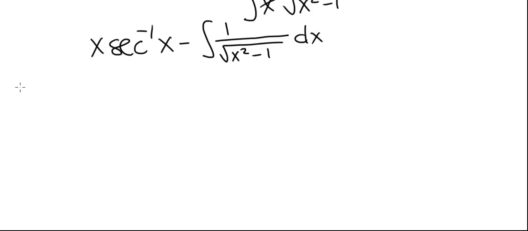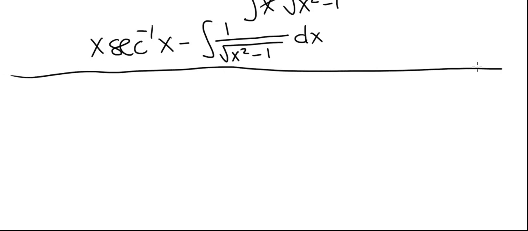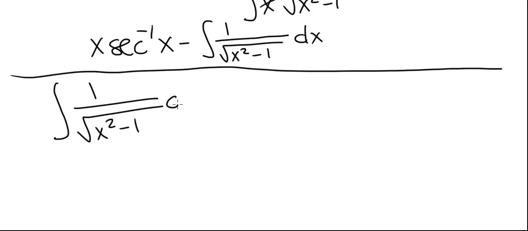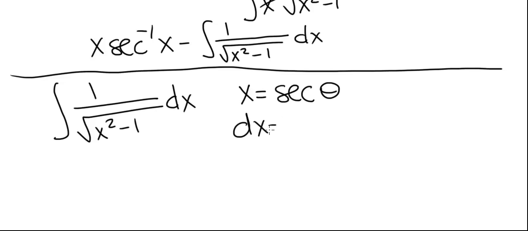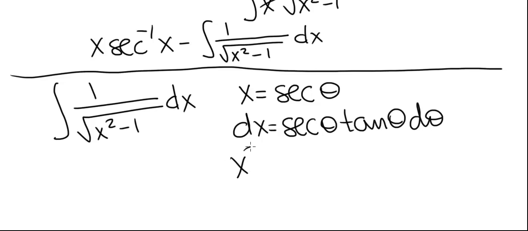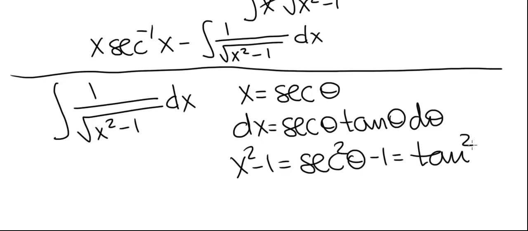And to do that, we'll be using trigonometric substitution. So I'm going to do that right over here. The integral of 1 divided by the square root of x squared minus 1. Since we have x squared minus 1 under the radical, the substitution is to let x be secant of theta. And then dx is equal to secant theta times tangent theta d theta. x squared minus 1 is secant squared theta minus 1, which is tangent squared theta.